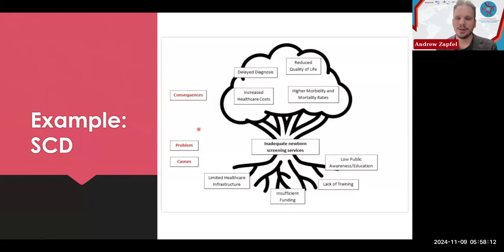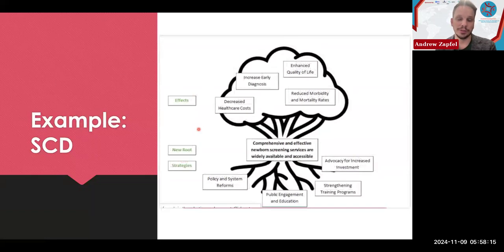And then once you've done that, what you can do is turn this now into a solution tree, because that's going to help you shift the discourse from here's the problem, someone should solve it for me, to here's the solutions, here's what we can do to address these problems. Now, as you see, it's sometimes just a matter of changing the language. We want to decrease healthcare costs. We want to increase early diagnosis. We want to reduce morbidity and mortality. And that's going to come from comprehensive and effective newborn screening services that are widely available and accessible. Look, a vision right there in itself in getting you closer to your strategic plan or your projects. And to get there, though, you want to look at some of these strategies around policy system reform, public engagement and education, strengthening training programs, or advocacy for increased investment.